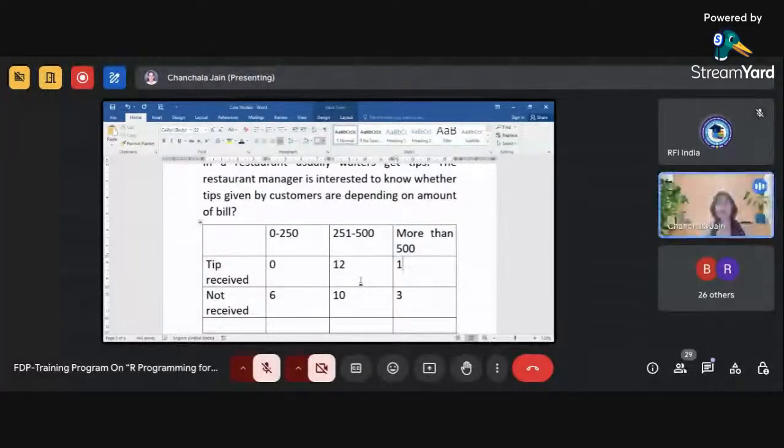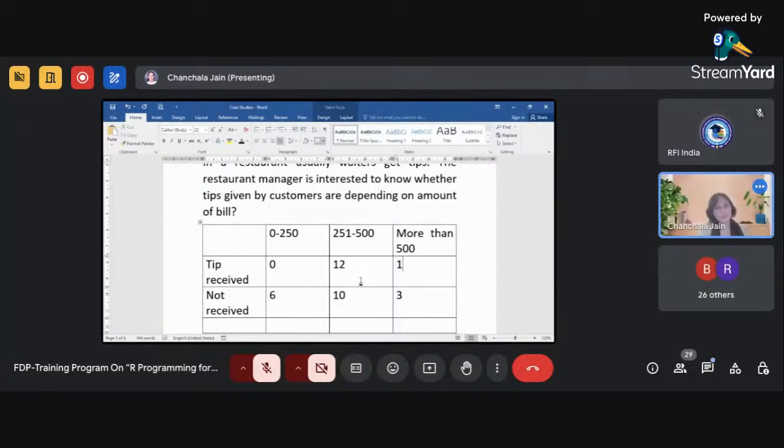Here I have categorized the data. 0 to 250 is the bill size. Whether the tip is received, and by how many people or how many waiters, this is what I am saying. But if I have the bill amount and the tip received amount, in that case, you can plan for the correlation or for the regression. Is it okay? But how will we check, ma'am, the effect of this variable on the dependent? Very simple, using the regression.